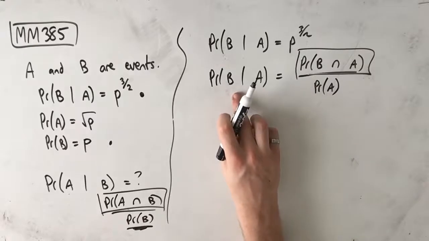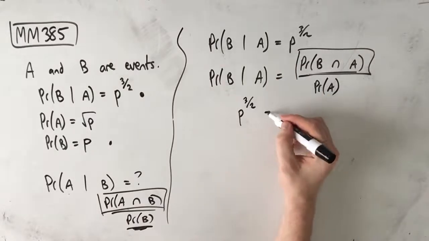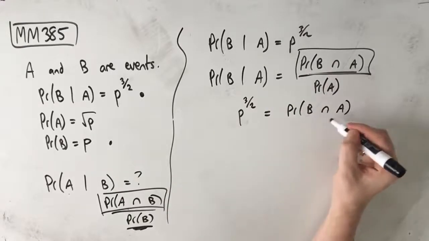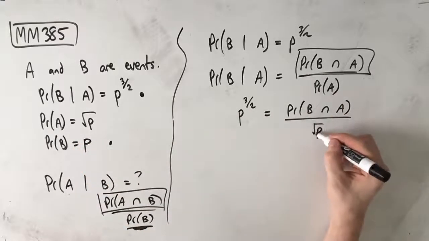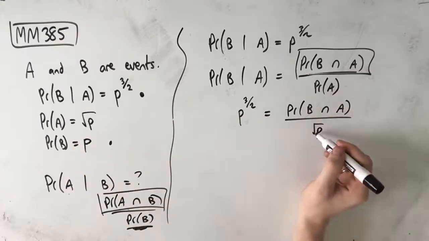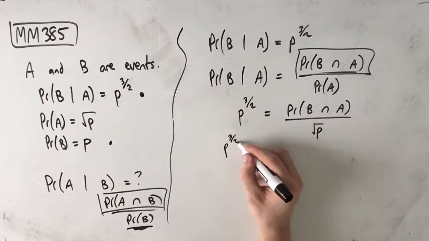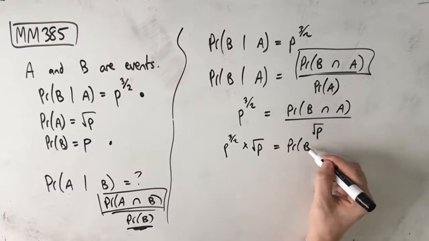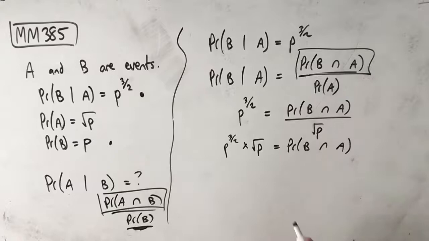Well, we know that the probability of B given A is p to the power of 3 on 2. We don't know what this is, so we're going to leave that. And the probability of A is root p. Awesome. So now we can multiply both sides by root p to find out what this is. So then we have p to the power of 3 on 2 times root p, because the probability of B intersect A, oops, B intersect A.